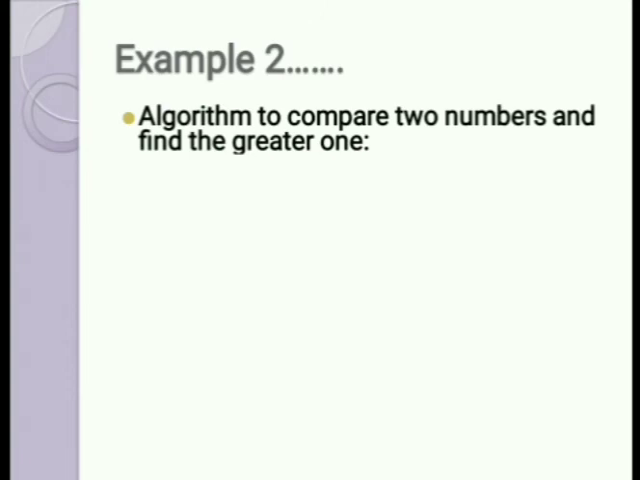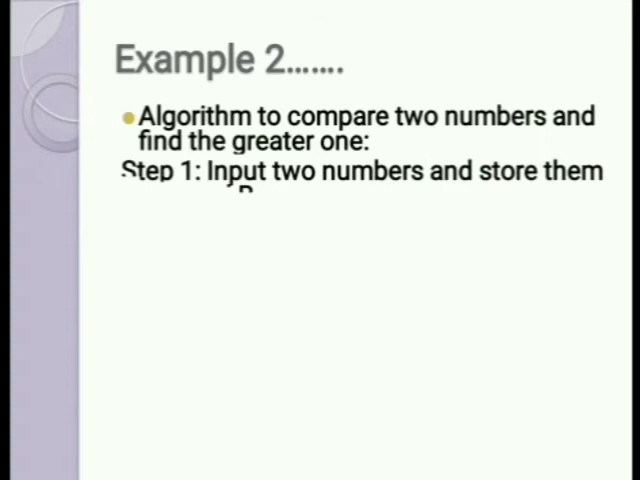This is an algorithm to compare two numbers and find the greater one. Step 1 should be input two numbers and store them in A and B. In the first example, I received the values for A, B, C in a separate statement. Even you can write this in a precise form. So you can write the inputs: what are the inputs? A and B.